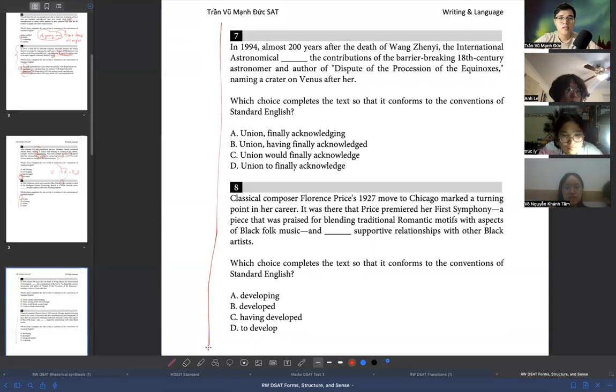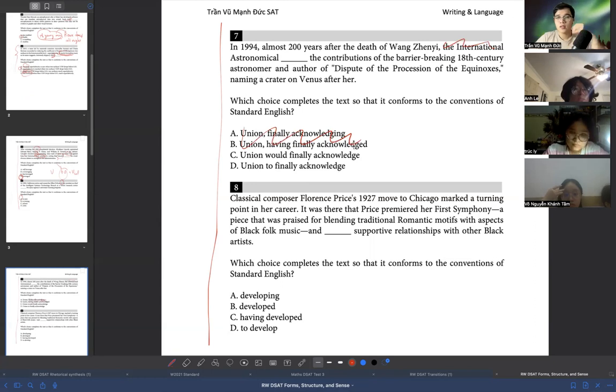C. 7 is C. Let's see. In 1994, almost 200 years after the death of Wang something, the International Astronomical Union. All right, C. Okay, so A and B are wrong, obviously, because this is an essential part of the sentence, and you cannot cross the International Astronomical Union out because this is a defining clause. So it's very important. A and B are out. And D, how about D?